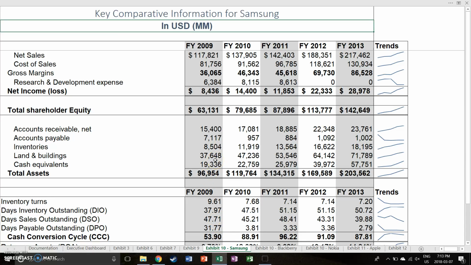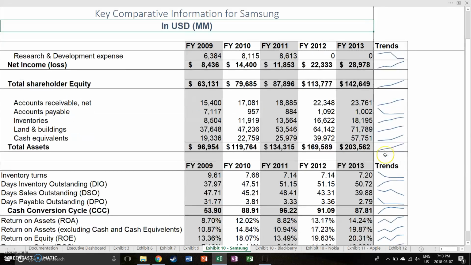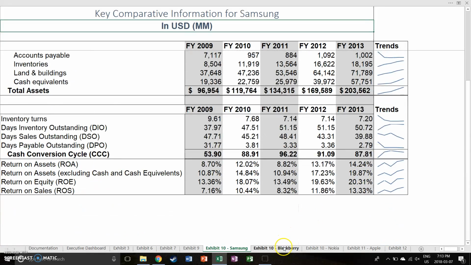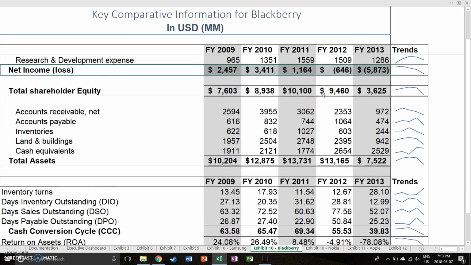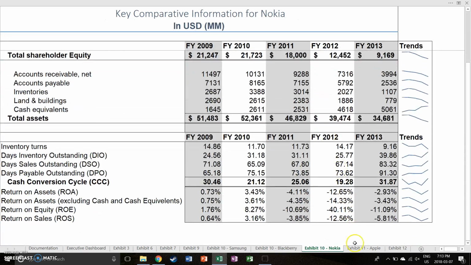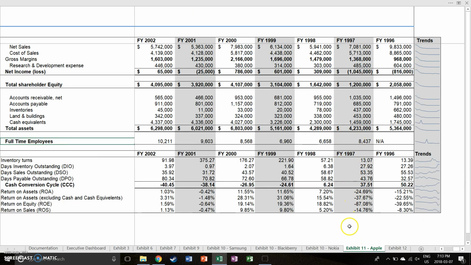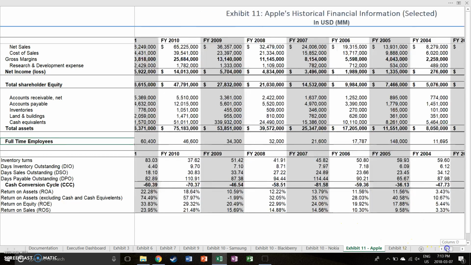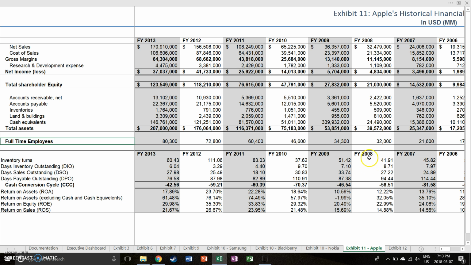Here we have comparative information for Samsung. It shows the accounting information right here, and I've added trend lines so that you can see how the company does year after year, and as you can see, it's mostly upward trends for a company like Samsung. And then I essentially made all the other companies the same layout, including Apple, which was given much more data.